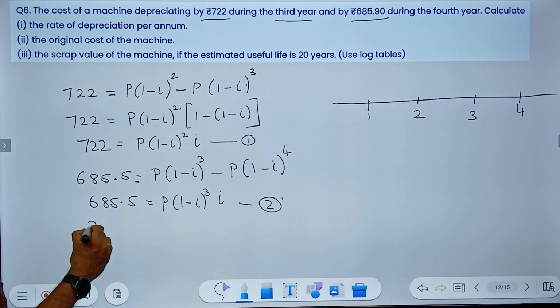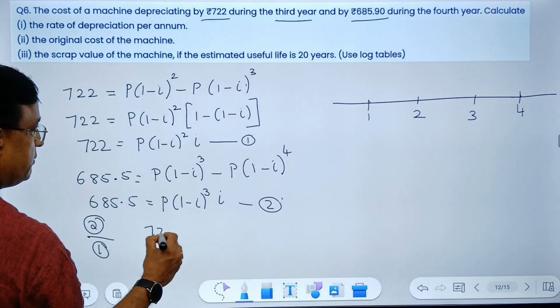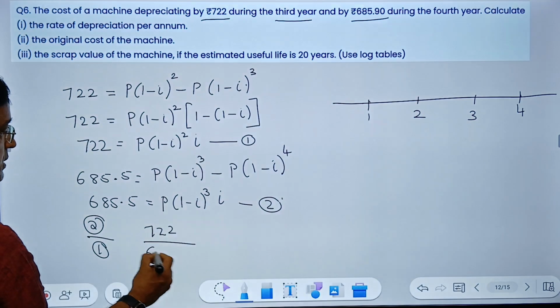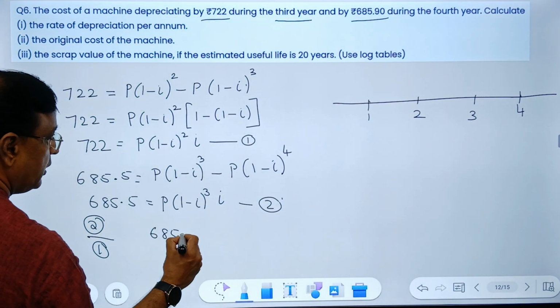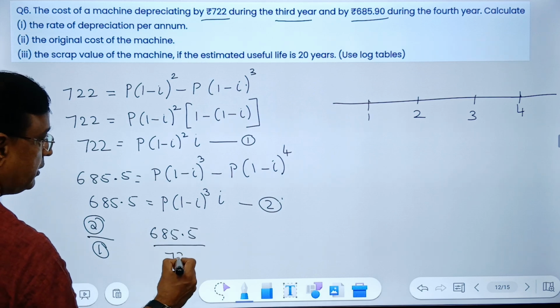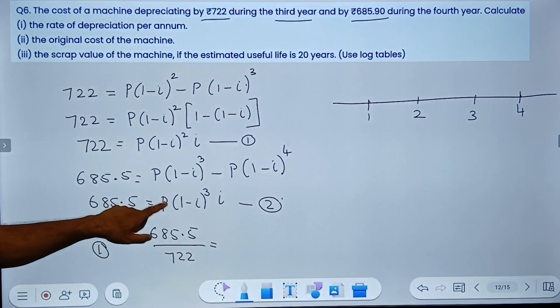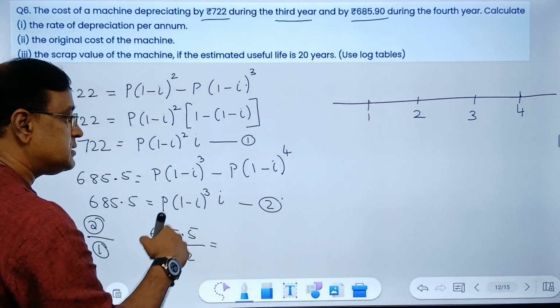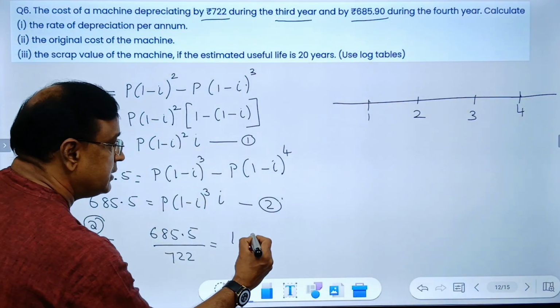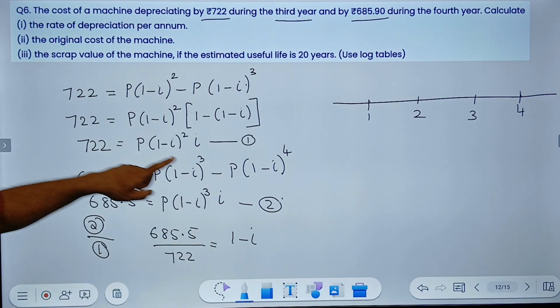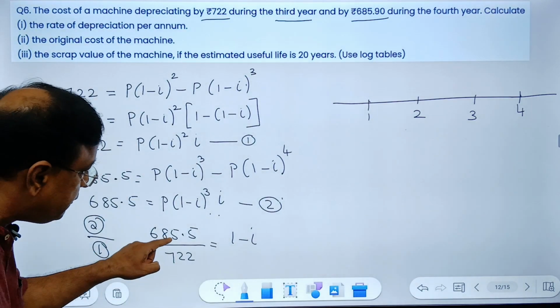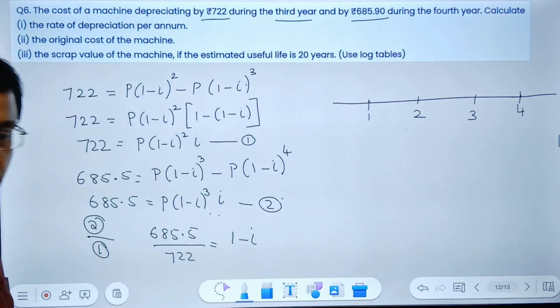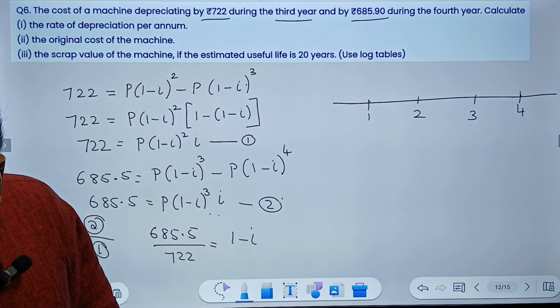685.5. Now what do you do? You do 2 divided by 1. When you do 2 divided by 1, I get 722 divided by 685.5 by 722 equal to, when you divide this by this, P gets cancelled, I gets cancelled, you get 1 minus I. I hope by dividing 2 divided by 1, I got this. So when you do 685.5 by 722, when you divide it, I have already done the calculation.